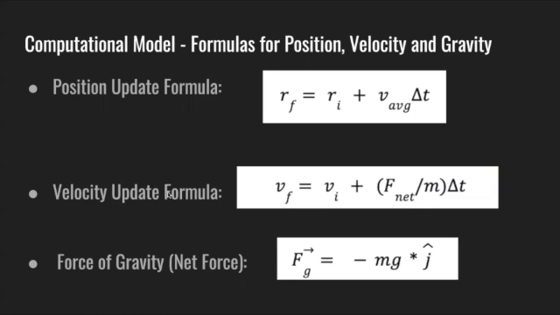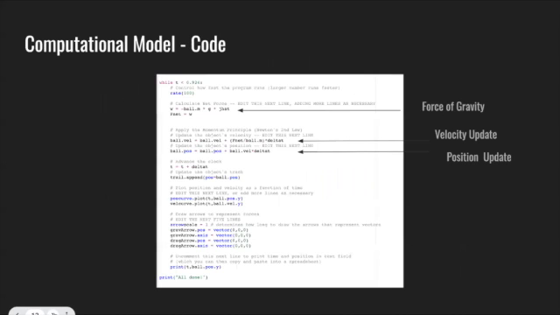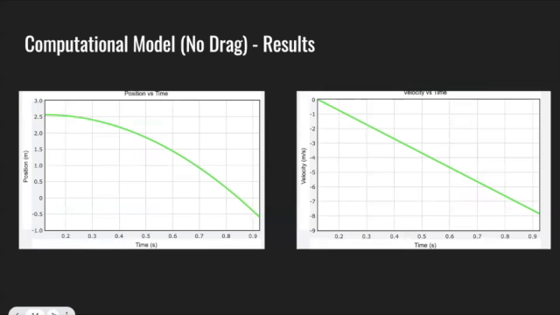I used the following formulas for the iterative part. This is the position and the velocity update formula. Then the net force, since we are only considering the force of gravity, is equal to negative mass times gravity times j hat, because it's moving in the y direction. Then this is the code, and we can see where I included the force of gravity, the velocity update, and position update formulas. And these are the results for the no drag model.